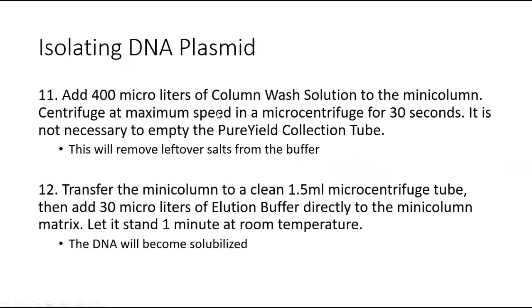Next, you're going to add 400 microliters of column wash solution to the mini column and centrifuge again at maximum speed in a microcentrifuge for 30 seconds. It is not necessary to empty the PureYield collection tube. The whole point of this is to remove any leftover salts from the buffer. Then you're going to transfer the mini column to a clean 1.5 milliliter microcentrifuge tube, and then add 30 microliters of elution buffer to the mini column matrix and let it stand for 1 minute at room temperature, and this will allow the DNA to become solubilized.